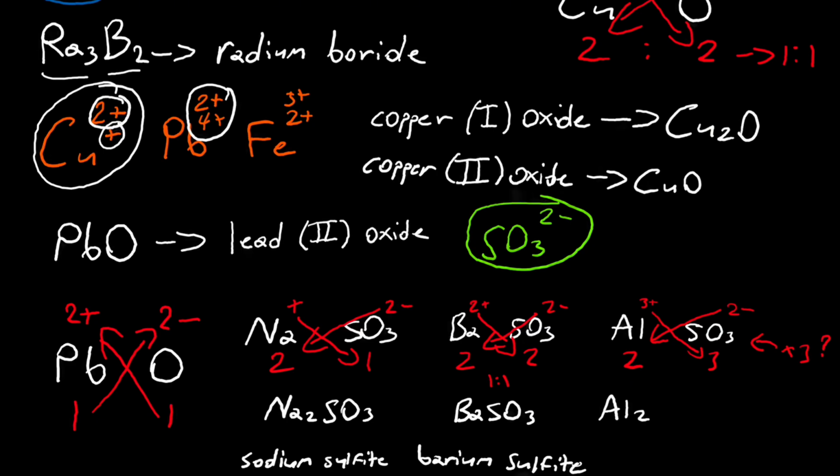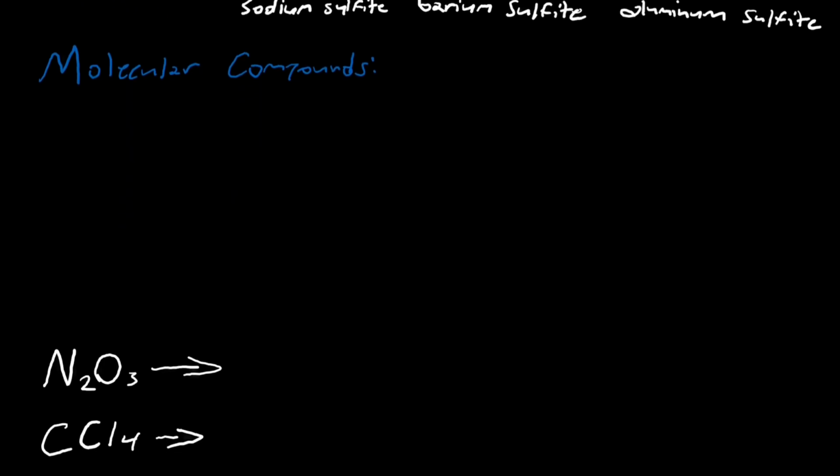Instead, let's start off by drawing out the two aluminums, so Al2, and then since the sulfite is its own entity, we'll put it in brackets with the subscript 3, showing that there are 3 of these sulfite polyatomic ions, and this is aluminum sulfite. So that's how you write out formulas and chemical names of ionic compounds. Let's move on to molecular compounds.